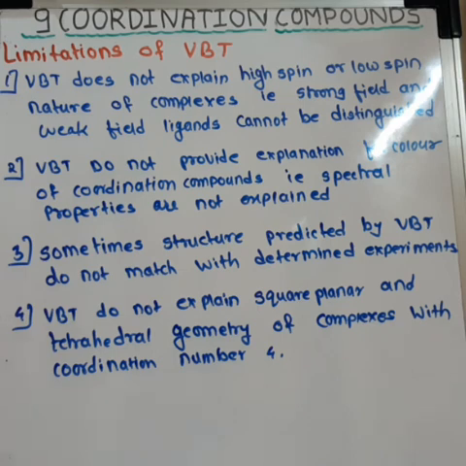Third, sometimes the structure predicted by VBT does not match with experimentally determined structures. Fourth, VBT does not explain square planar and tetrahedral geometry of complexes with coordination number 4. That means some complexes have coordination number 4, but they may be square planar or tetrahedral, but why this is so is not explained by VBT. So these are some limitations of valence bond theory.